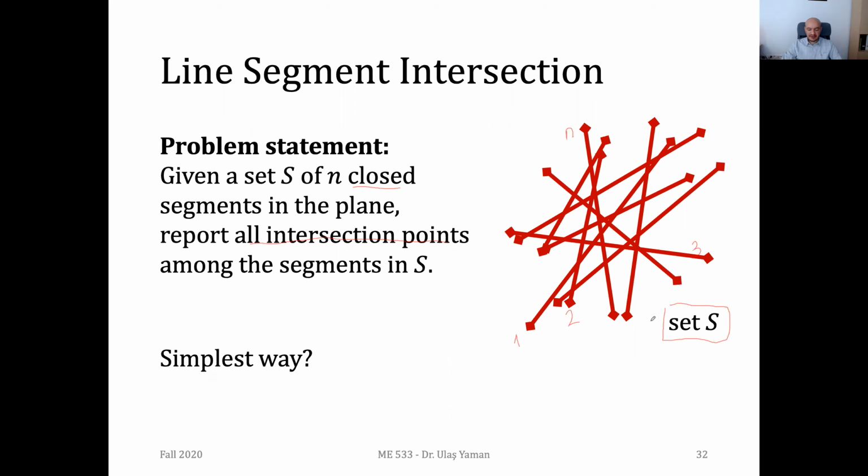So what do you think? What is the simplest way? The first thing that comes to your mind if you are given so many line segments, and if you are to write, let's say, a script in Python, how are we going to determine whether you have some intersections or not, or if you have intersections, how many of them there are, and what are their coordinates. How should we proceed if you just want to do a simple implementation?